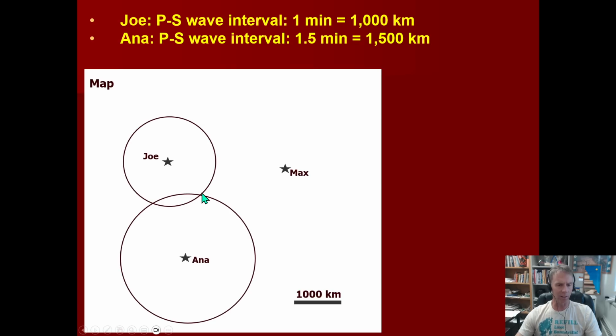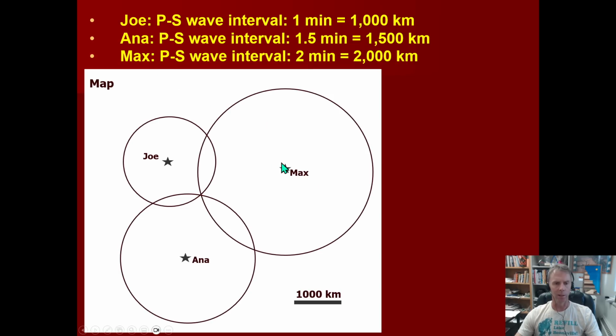So we've narrowed it down considerably from just this huge circle perimeter around Joe to either this location or this location. Well, we still don't know for sure, so what we need is a third source, a third friend, and that's where Max comes in. Max recorded the same earthquake. The P-S wave interval was 2 minutes. That corresponds, let's say, to a distance of 2,000 kilometers. So we draw a circle around Max's location with a distance or radius of 2,000 kilometers.